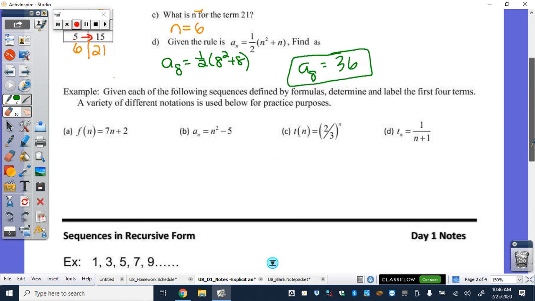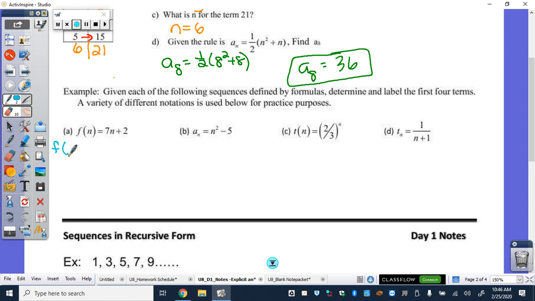So down here, we have: given each of the following sequences defined by formulas, determine and label the first 4 terms. A variety of different notations is used for practice purposes. So as I was saying, you can use function notation, like what we have in example C and example A there, or the other notation, the a sub n notation, which we have in B and D. So all we have to do is figure out and practice finding the first 4 terms of these sequences.